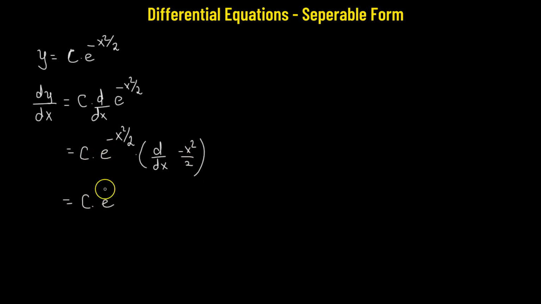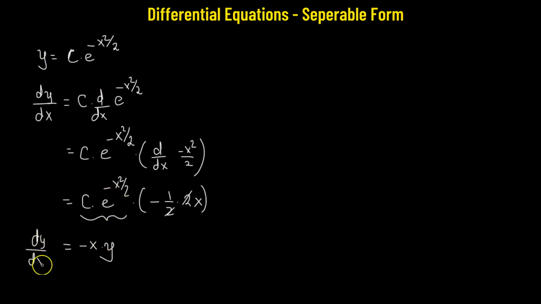So c times e raised to the power of negative x squared over 2 times negative half multiplied by the derivative of x squared, which is 2x. So the 2 and 2 get cancelled. We have negative x times this factor c times e raised to the power of negative x squared over 2. This can be replaced with y. So we have obtained our required differential equation. So that means this is indeed the general solution to the given differential equation.